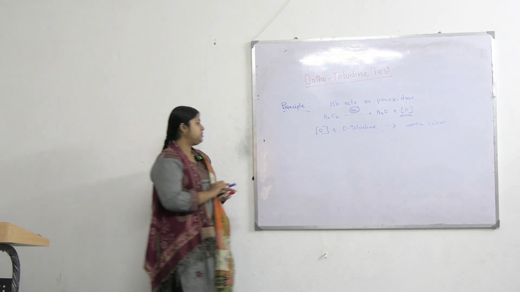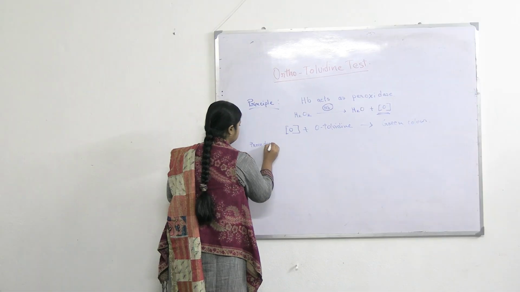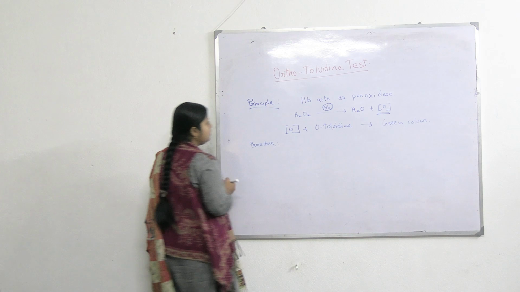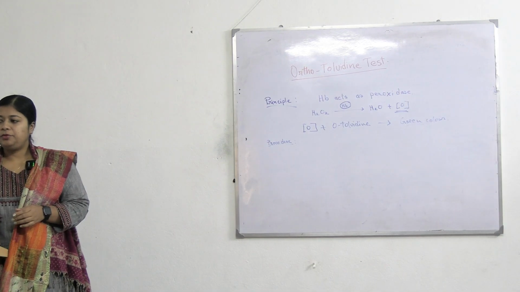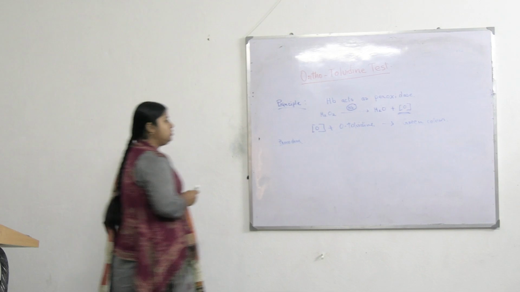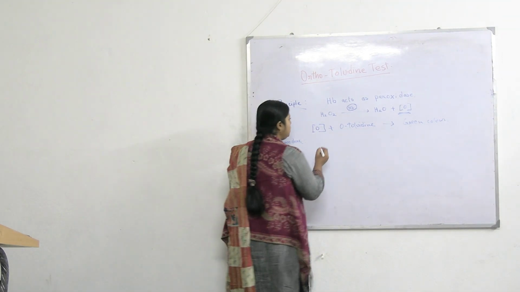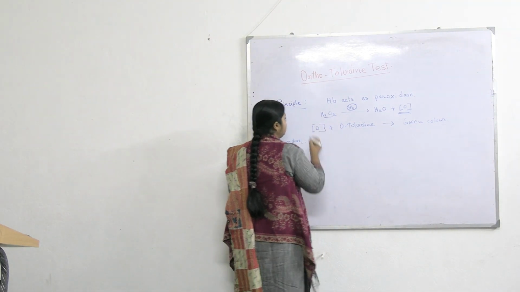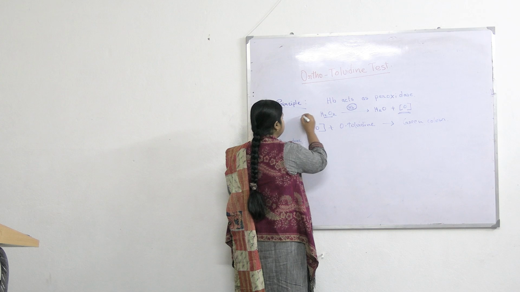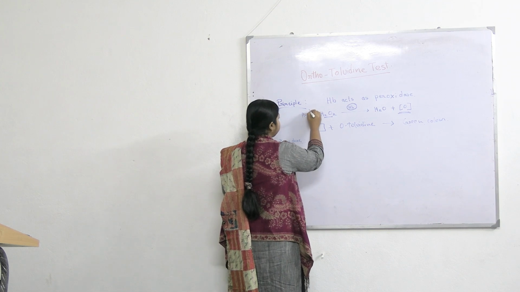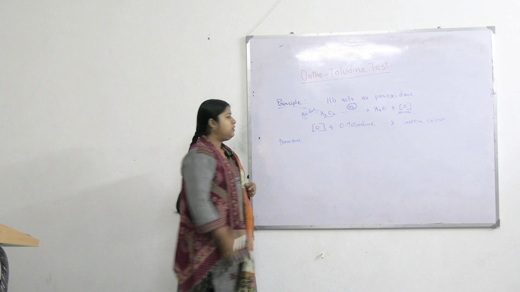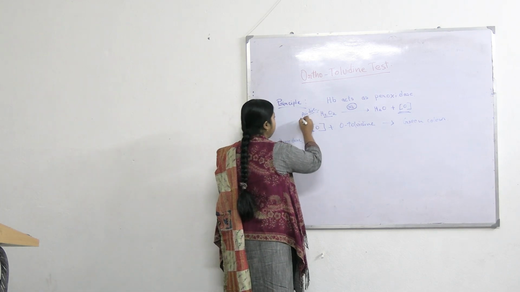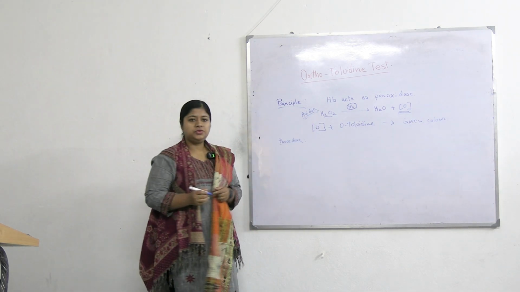Now coming to the procedure. The procedure is, we have to mix the same amount of orthotoluidine and H2O2. This H2O2 is in acidic condition. This reaction occurs in acidic condition. So for acidic medium, we add glacial acetic acid with H2O2.